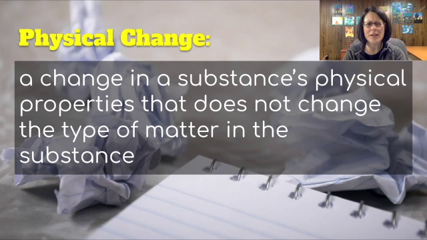So a physical change is a change in a substance's physical properties that does not change the type of matter in the substance. So we can see in the background I have paper. But if I crumple that paper up, if I rip that paper, I still have paper. So a physical change is taking a substance and doing a number of things to it and still having that substance. I still have paper.